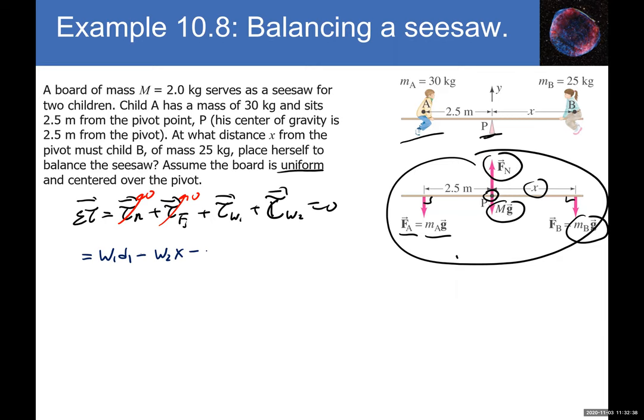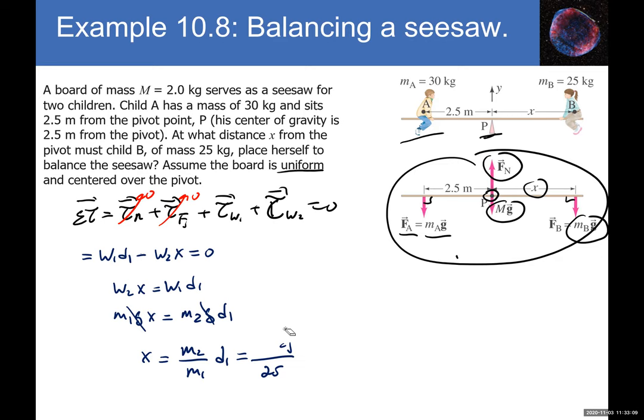That means weight two times X equals weight one times D1, which gives M1 g X equals M2 g D1. I can cancel the g's, and then X is equal to M2 over M1 times D1. And I can calculate X, which will be 30 kilograms divided by 25, the other way around. Two or one, A or B, same thing. So this is 25 and this is 30, sorry. Then times 2.5 meters. If we do that, we should get the distance for the child, which should be 3 meters. That means even though she's lighter, if she sits a little bit further away, the system can still be balanced.